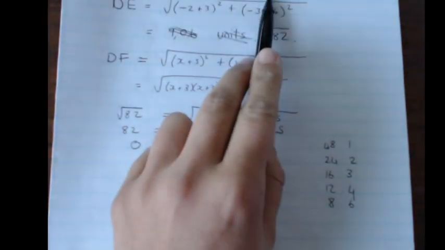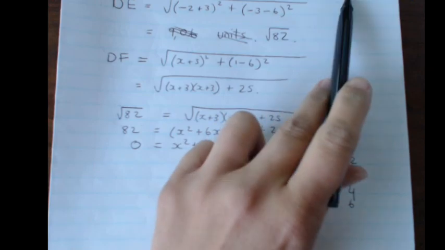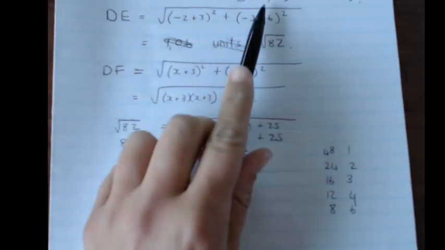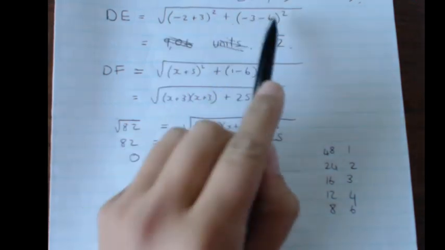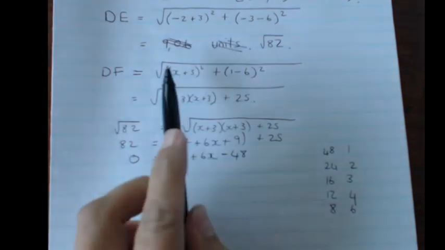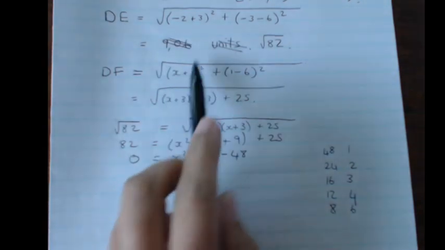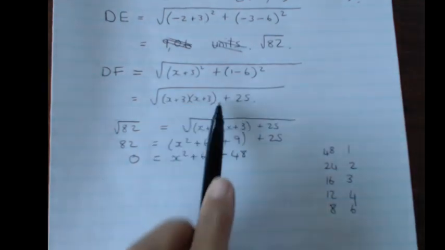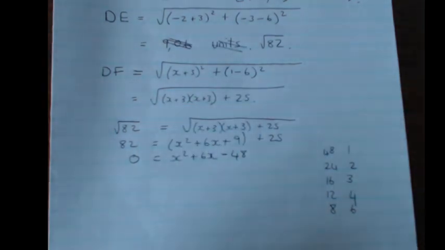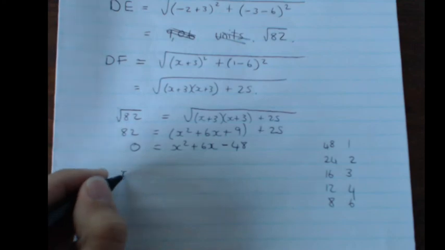-3, 6, -2, -3, x, 1. Difference in x. I'm just quickly double checking my work. Difference in y. That's correct. Difference in x, difference in y. That's fine. Okay, so then I'm going to use the quadratic formula there.